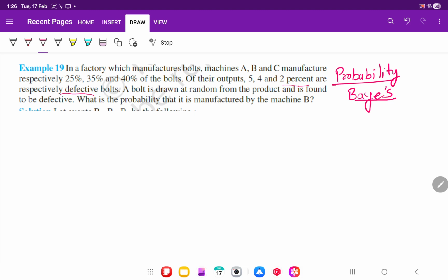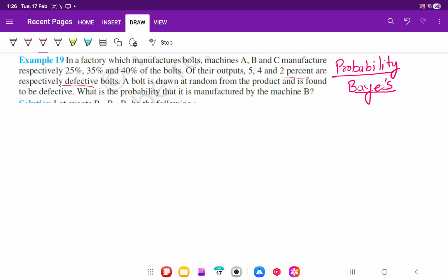A bolt is drawn at random from the product and is found to be defective. So what is the probability that it is manufactured by machine B? So first collect the information. So let me write down machines. Okay. So how many machines are there? There are three machines. Machine A, machine B and machine C.